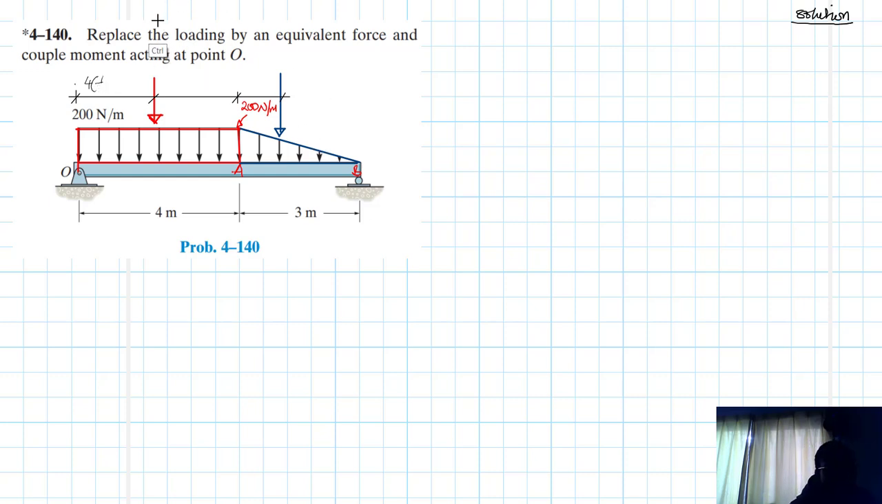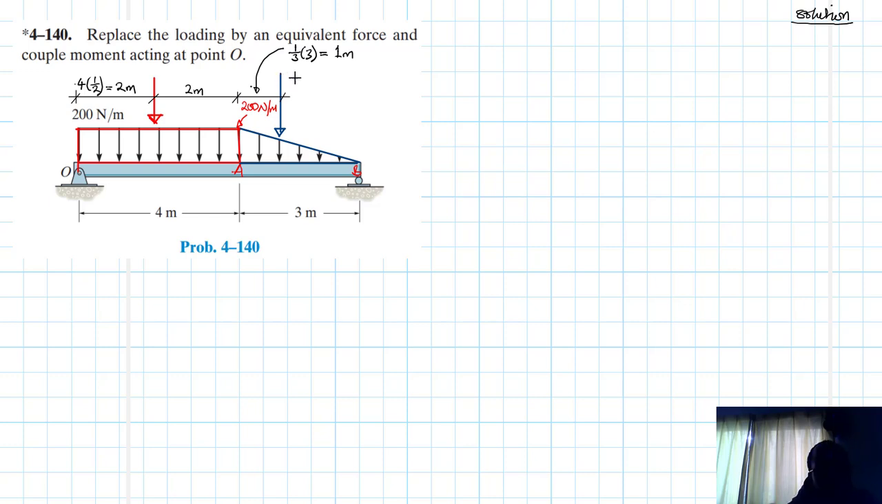All right, let me use the one that is a little bit thicker. So this length here is just half of 4, which is equal to 2 meters, and so is this one, 2 meters. Then this one here is one third of 3, which is equal to 1 meter.